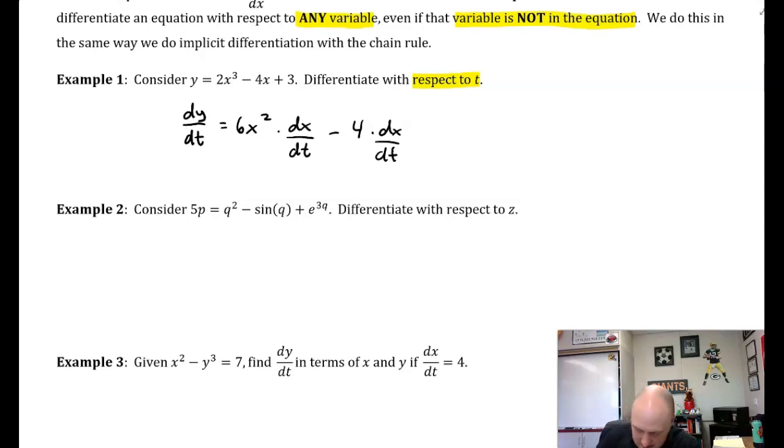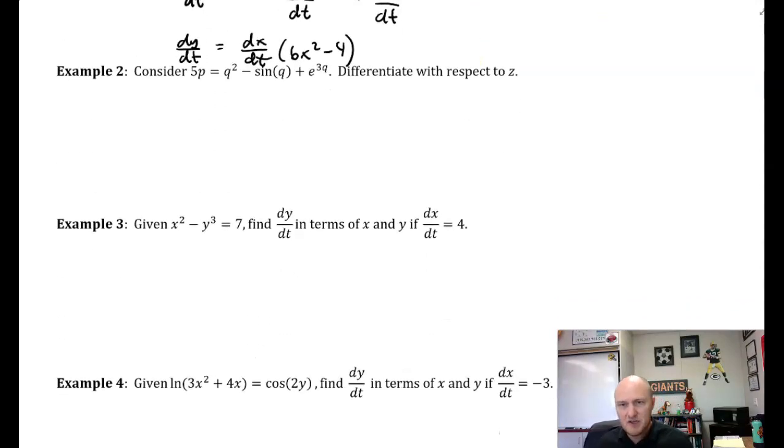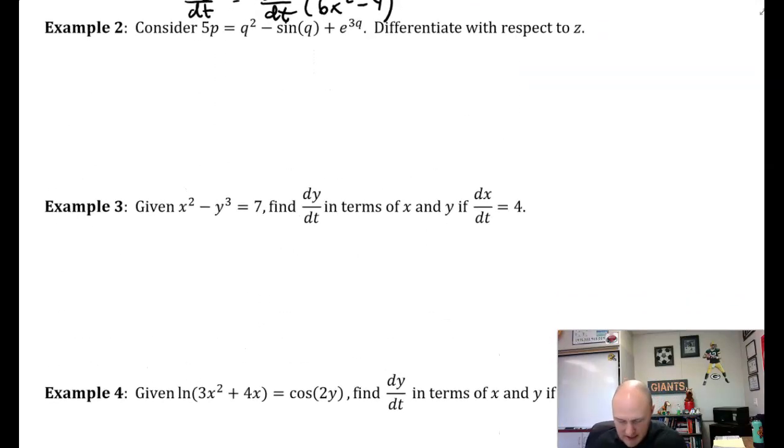And if you wanted to go ahead and simplify this, you could factor out your dx dt times 6x squared minus 4. Okay, so that is differentiating with respect to a variable that is not present. Okay. Example number 2, same idea.